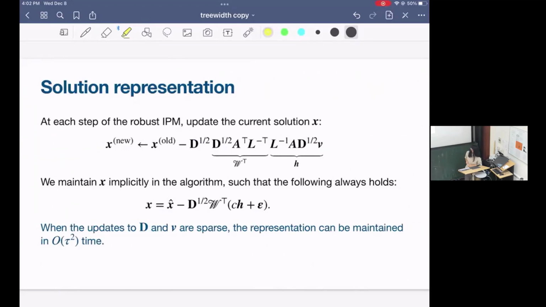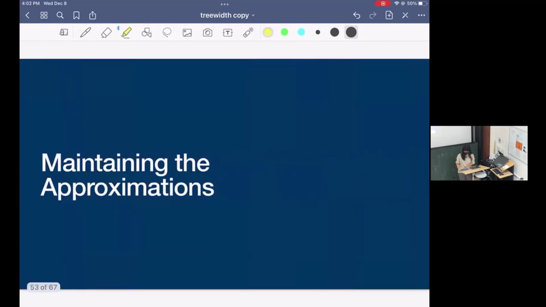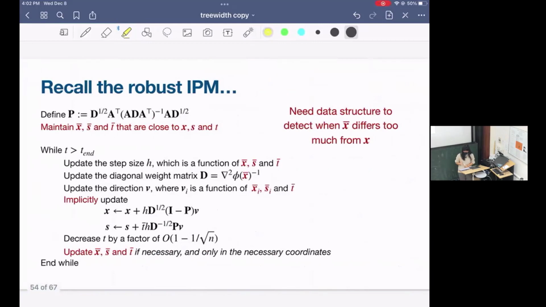Okay, but because we have this nice sparsity guarantee in our matrix, everything works out. And finally, in the robust IPM, we need this data structure to detect when x bar differs from x by a lot.